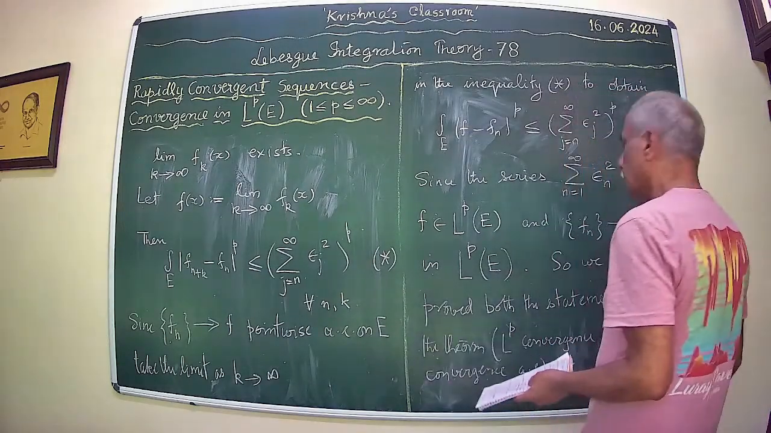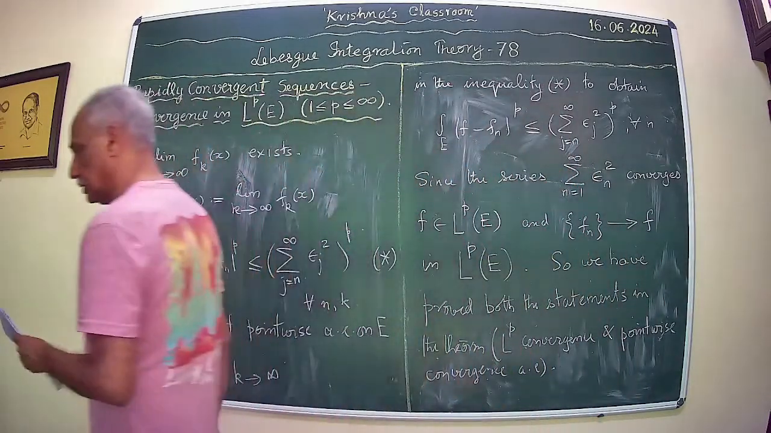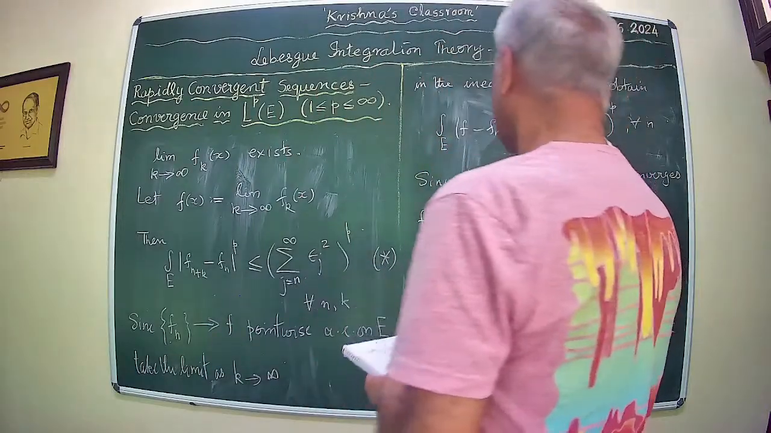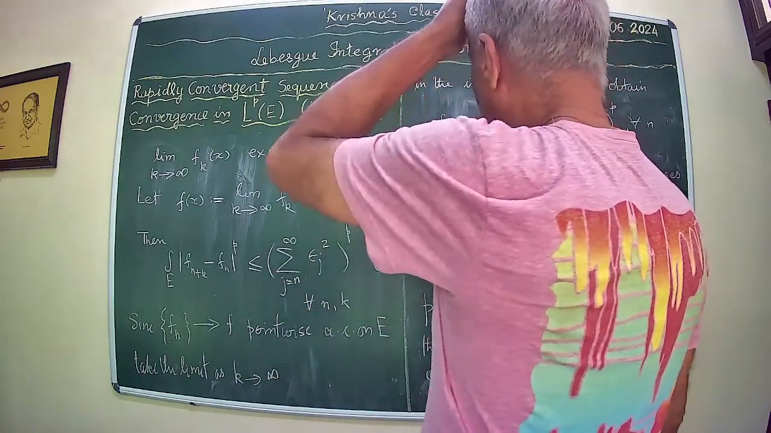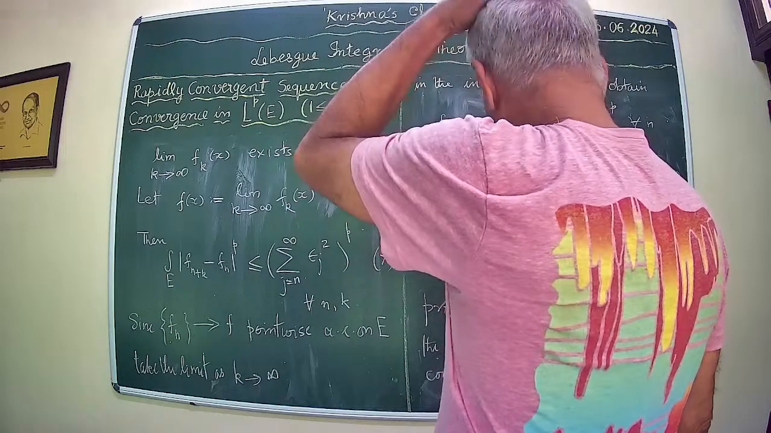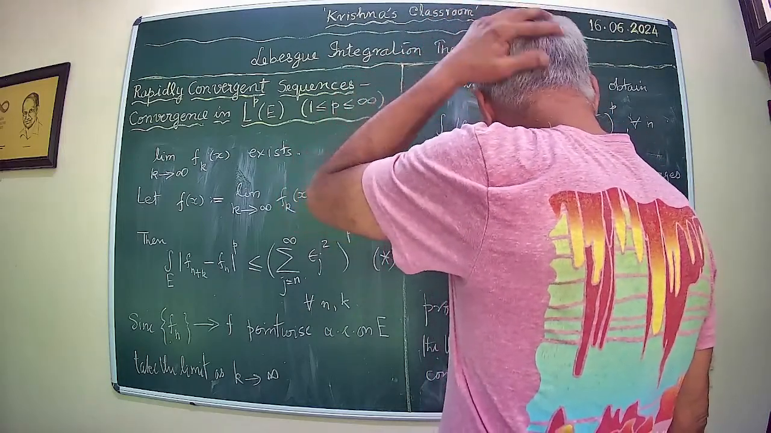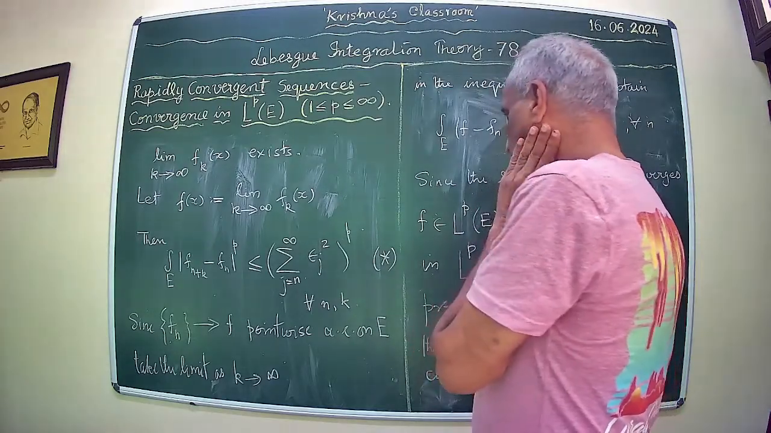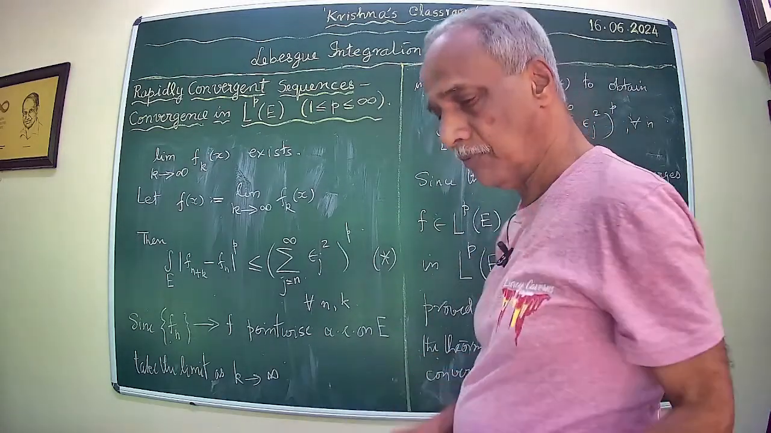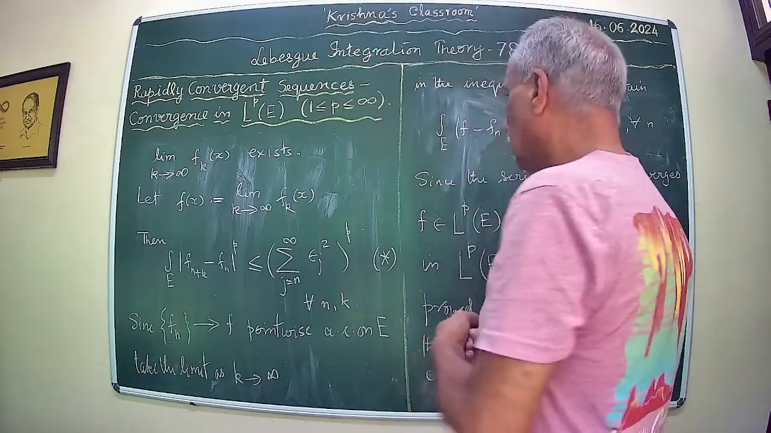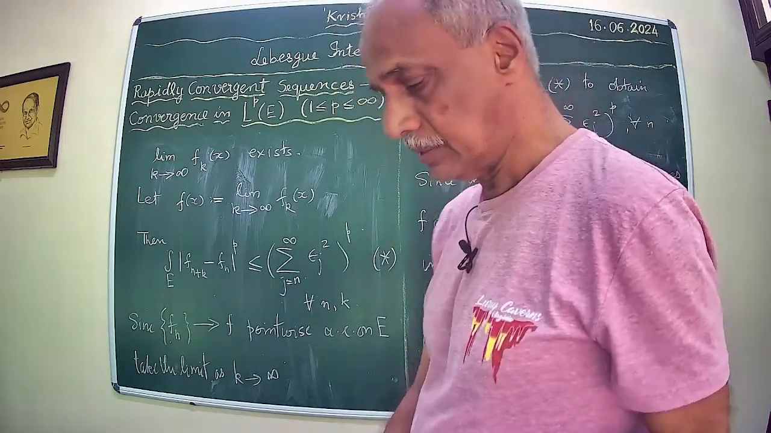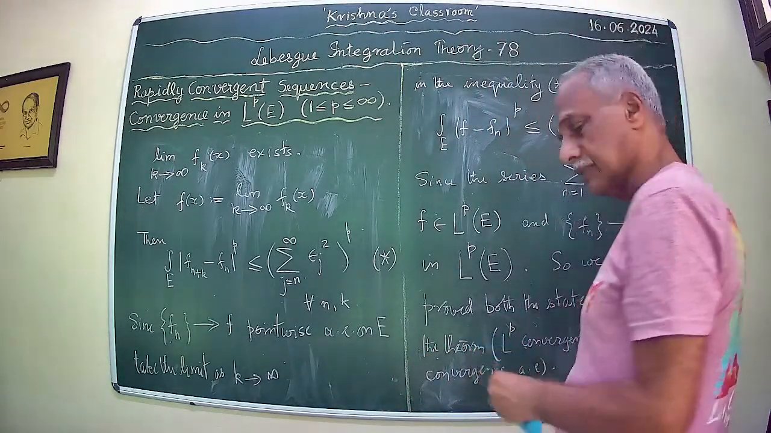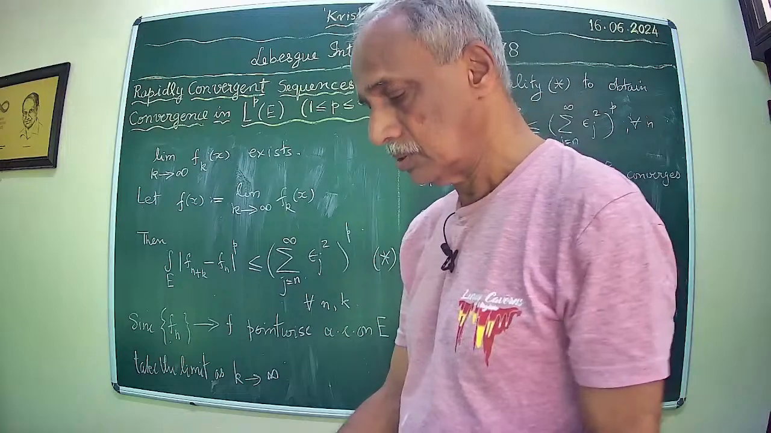So that completes the proof of the theorem in the case where 1 less than or equal to p less than infinity. Okay. So we shall take up the proof of this theorem for the case p equal to infinity. We shall stop at this stage and we'll continue with it in our next lecture. Okay. So thank you very much.